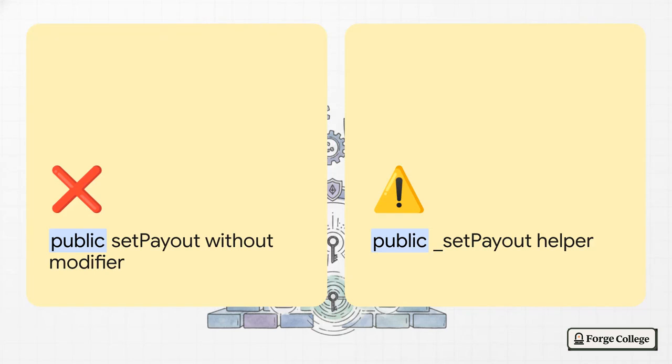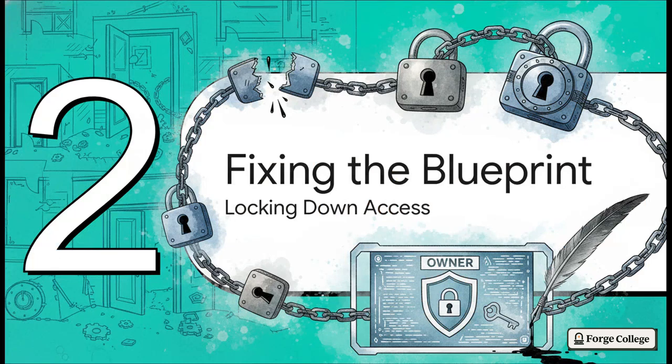Okay, take a really close look at these two snippets because the mistakes are massive. First up, we have the main function, setPayout. Notice anything missing? Yep, it's completely lacking our onlyOwner security guard. Literally anyone on the internet can call it. And honestly, it gets even worse. We have a helper function called _setPayout, you can tell by that little underscore, but it was accidentally declared as public. In the advanced learning programs at Forge College, we call this a classic visibility blunder. By making a sensitive helper function public, you've essentially just broadcasted the exact location of your open backdoor to the entire blockchain. Which brings us to Section 2, fixing the blueprint and locking down access.